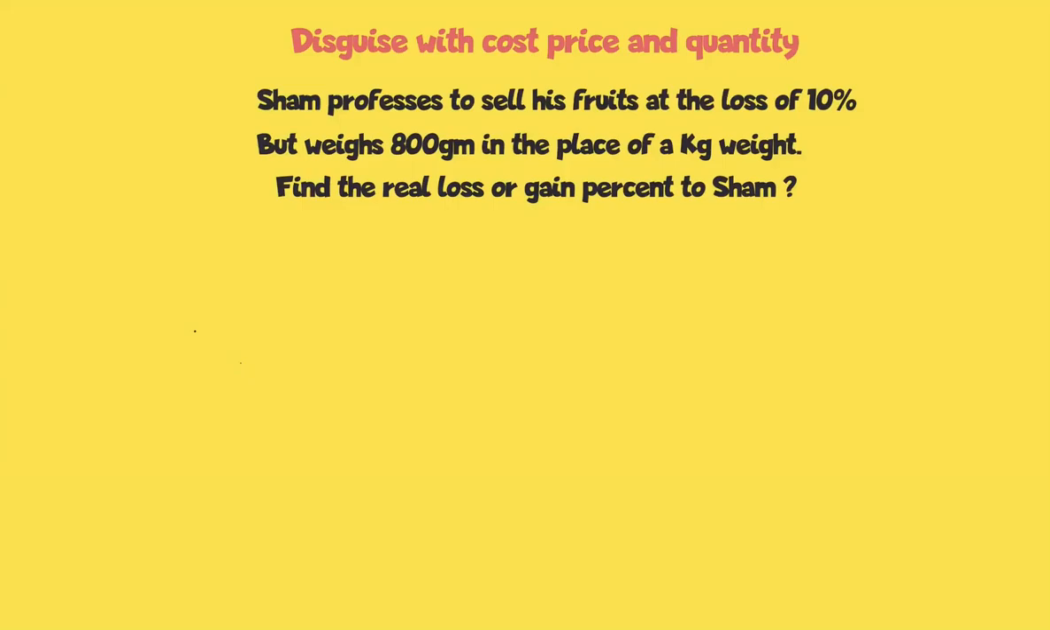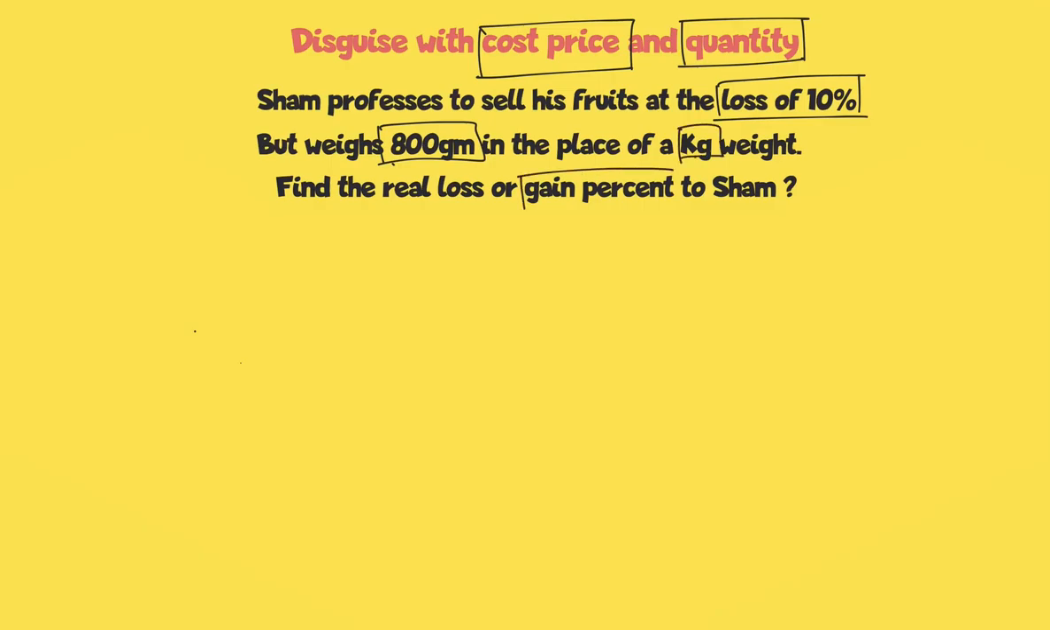So let's deal with first of our disguised dealer. This is disguised purely with cost price and quantity. So he's just playing with the cost price and quantity. So Sham professes to sell his fruits at a loss of 10%. So you will say he's straight away making a loss of 10% over the cost price. But he gives only 800 grams in place of a kg.